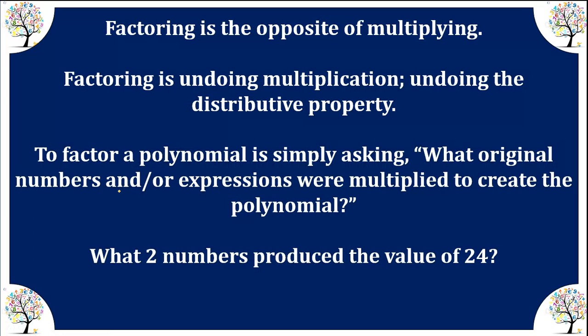Factoring is the opposite of multiplying. So we're going to be undoing multiplication. We're going to be undoing the distributive property. When we are being asked to factor a polynomial, we are simply being asked what are the original numbers or expressions that were multiplied to create the polynomial. In our example, what two numbers produce the value of 24? We had several. 1 and 24, 2 and 12, we had 3 and 8, and 4 and 6.